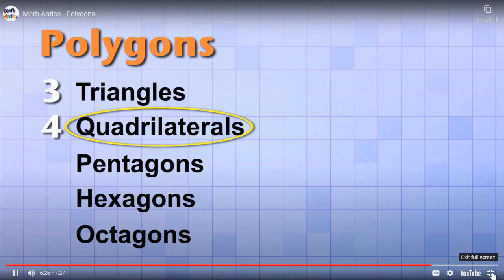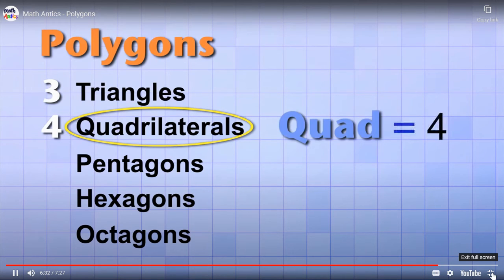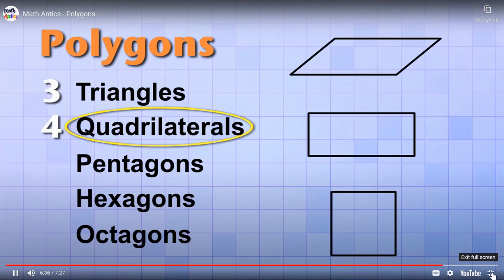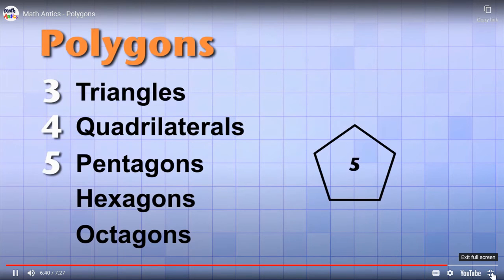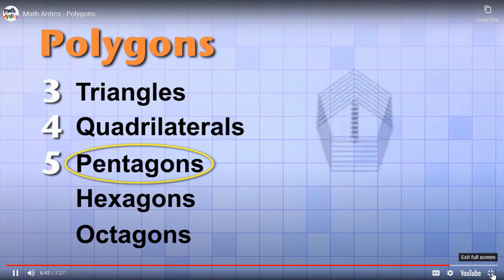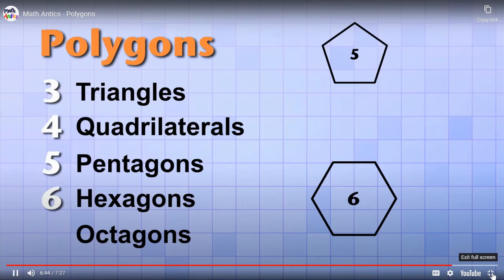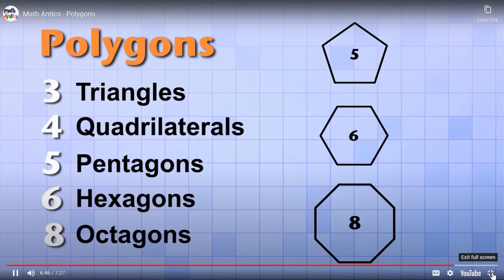Wow, now that's a fancy math word. But it helps if you just remember that the first part, quad, means four. Quadrilaterals are shapes like squares, rectangles, and parallelograms. They'll also get a video of their own. Five-sided polygons are called pentagons. Six-sided polygons are called hexagons. And eight-sided polygons are called octagons.